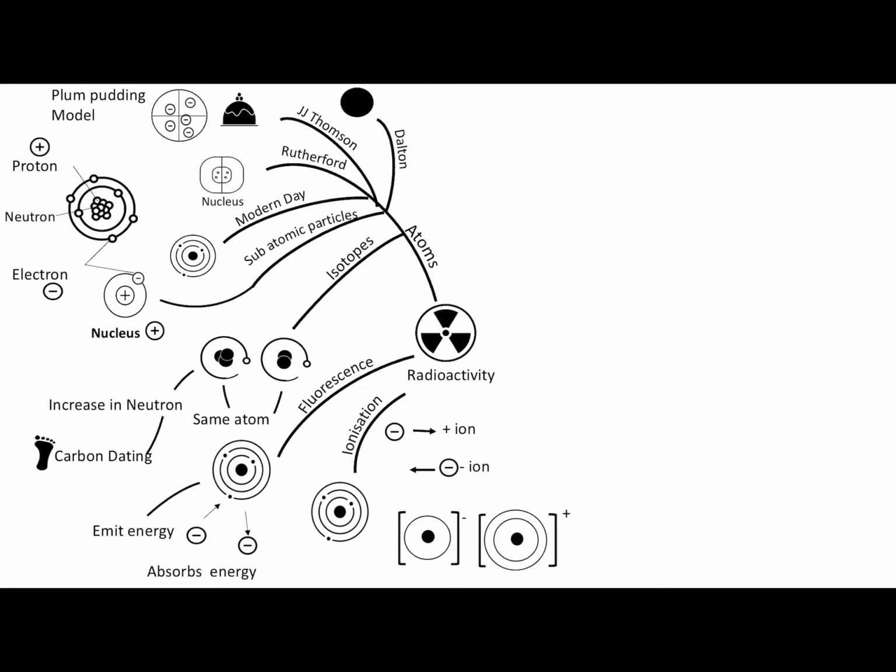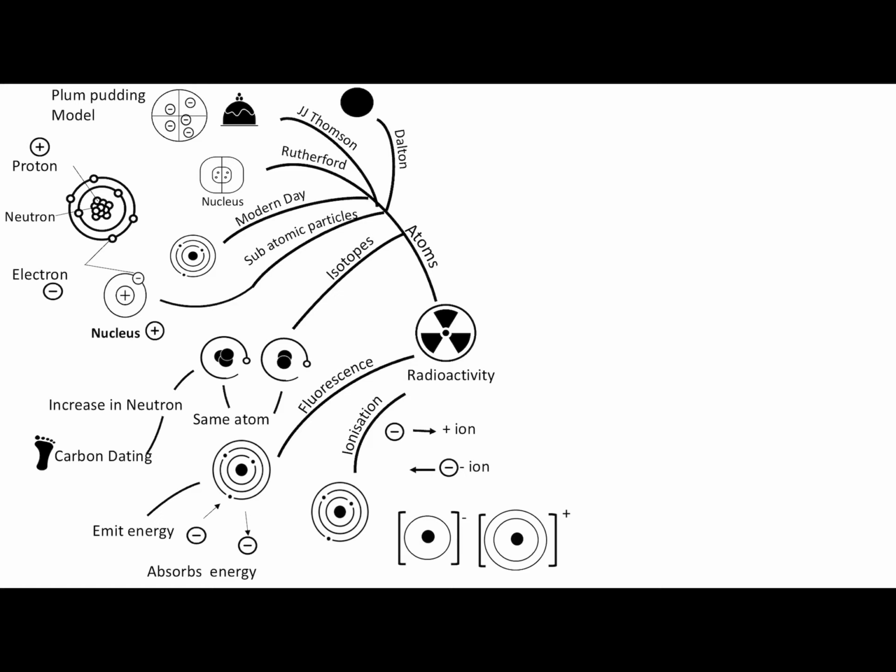Now we have ionisation, and this is how we get radioactivity. Ionisation is either the gaining or losing of an electron. It's ionic bonding. We have an electron which is negatively charged. So if we lose an electron, we end up with an atom that becomes positive, because remember there's the same number of protons as there is electrons. So if we lose an electron, we're losing one of those negatively charged subatomic particles.